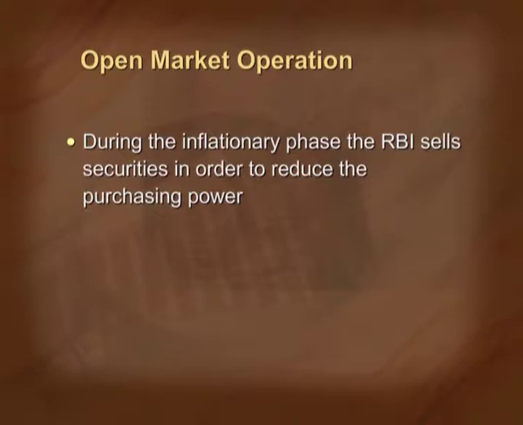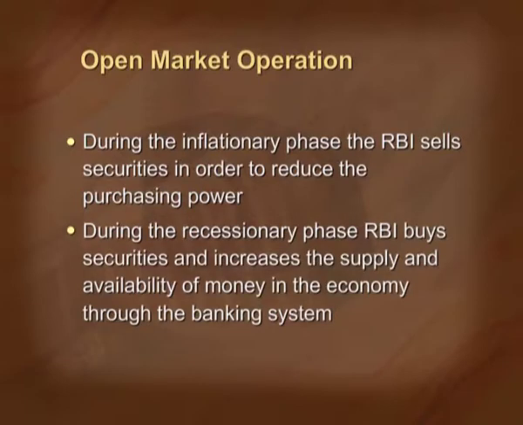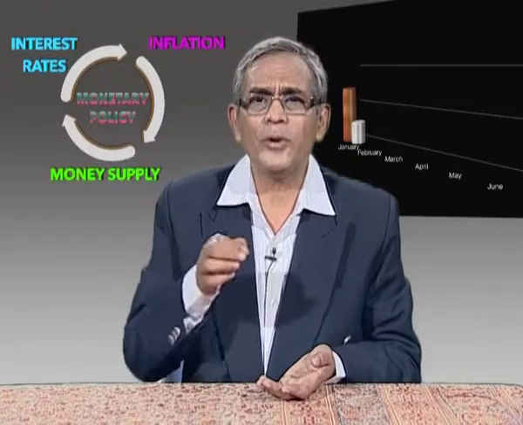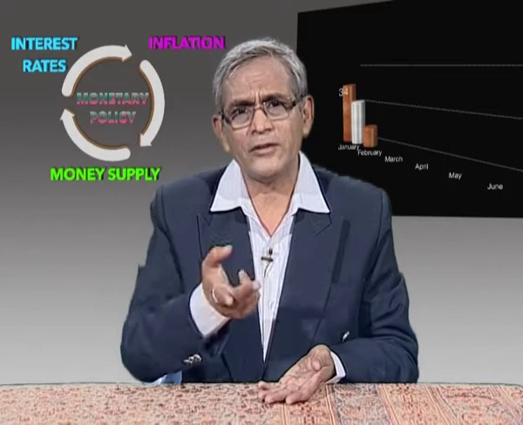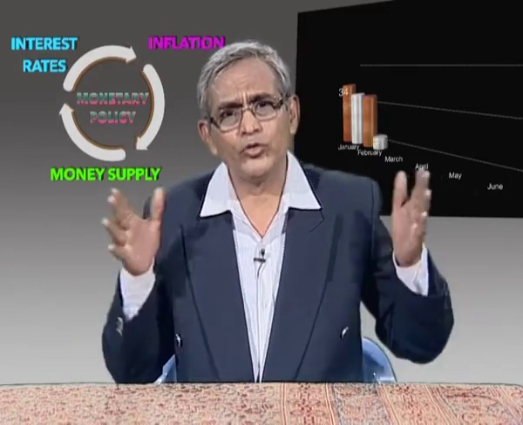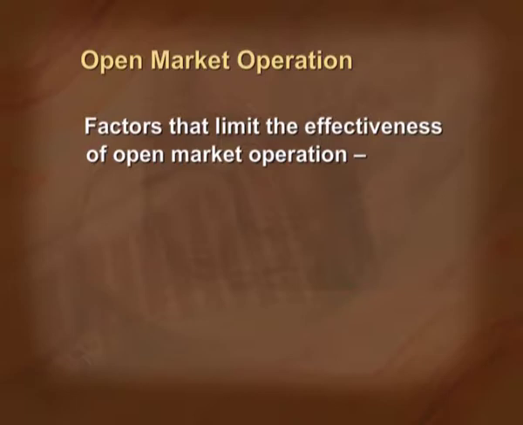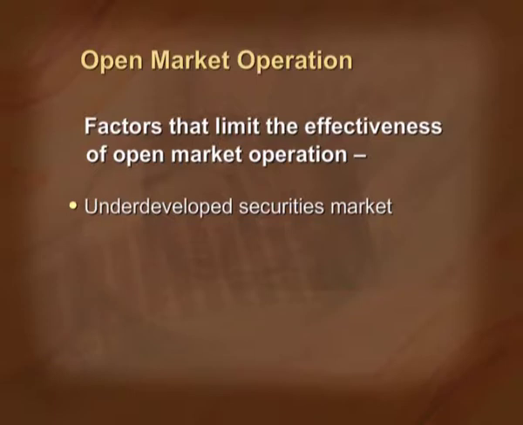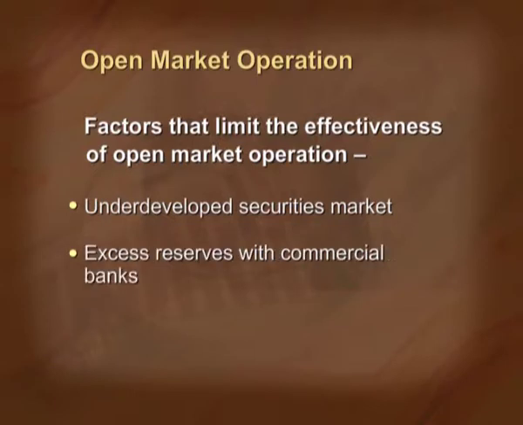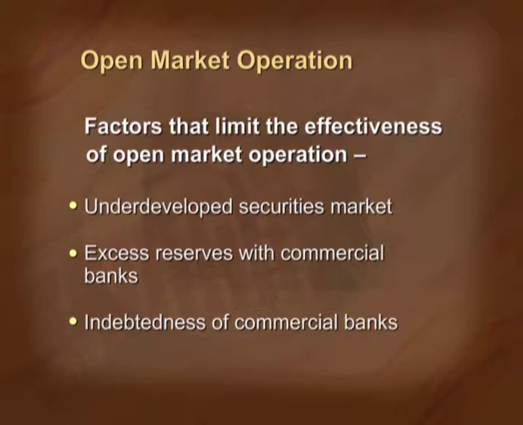During the inflationary phase, the central bank sells securities in order to reduce the purchasing power. During the recessionary phase, the Reserve Bank or the central bank buys the securities and increases the supply and availability of money in the economy through the banking system. Thus, under open market operation, there is a continuous buying and selling of securities taking place, leading to changes in the availability of credit in the economy. There are certain factors that limit the effectiveness of open market operations like underdeveloped security market, excess reserves with commercial banks, indebtedness of commercial banks and many other such factors.